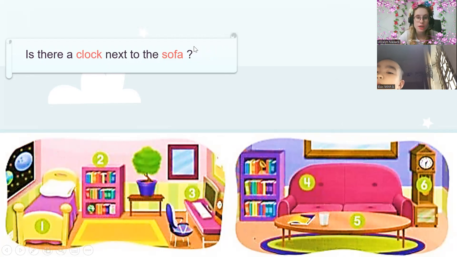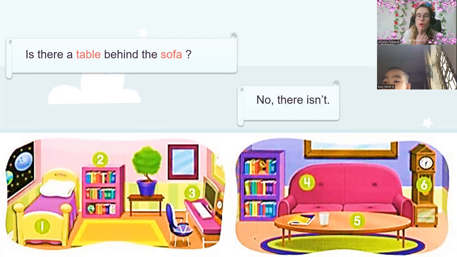Is there a clock next to the sofa? Yes, there is. Good. Is there a table behind the sofa? No, there isn't. Good. The table is in front of the sofa, right? Okay, the table is in front of the sofa.